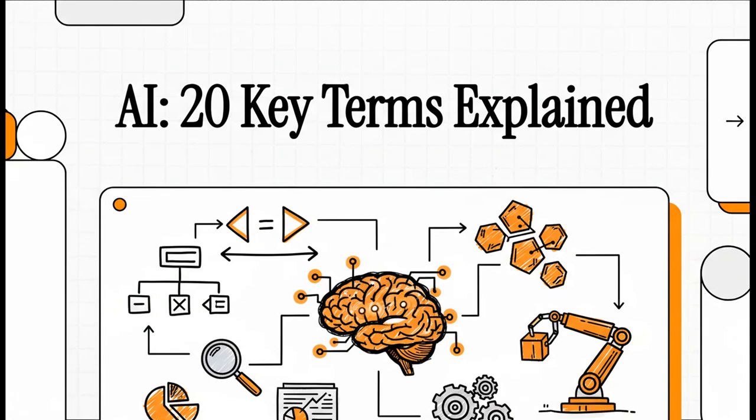Welcome to The Explainer. Today, we are diving headfirst into the world of artificial intelligence. And look, I know it can seem incredibly complex, full of jargon. So our goal is simple. We're going to demystify it all with a clear, straightforward map of 20 key terms you really need to know.